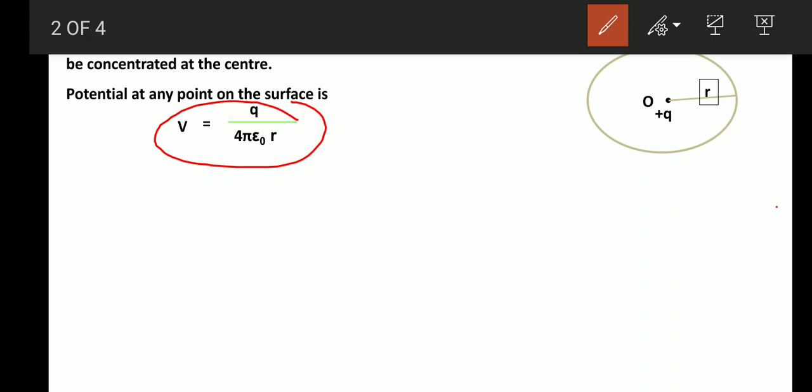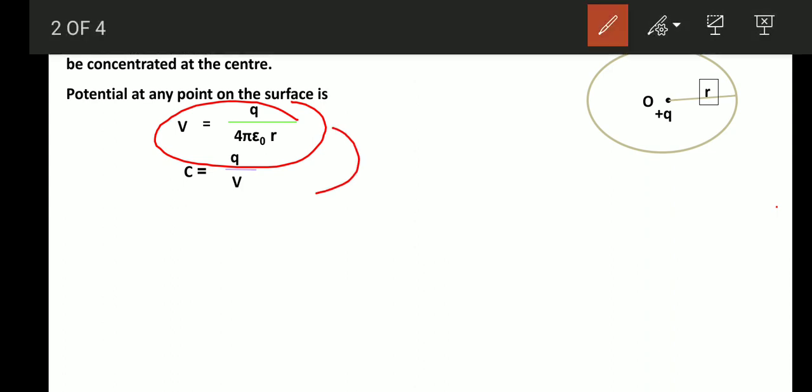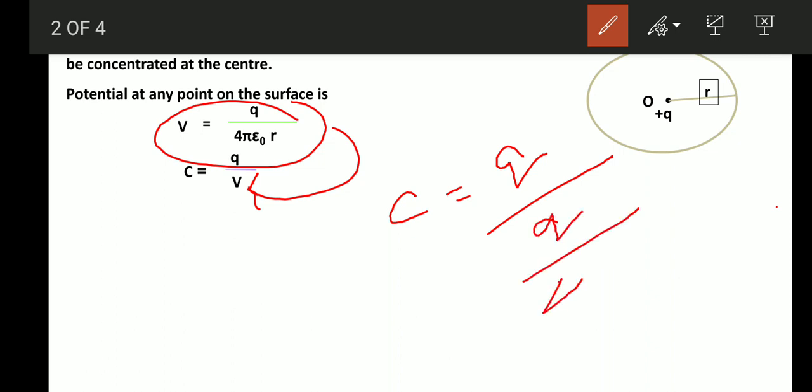The next, C is equal to, as we know the capacitance of the conductor is C is equal to Q by V. You know the value of V, so substitute the value of V in this equation. You will get C is equal to Q divided by Q divided by 4 pi epsilon naught R. Correct?